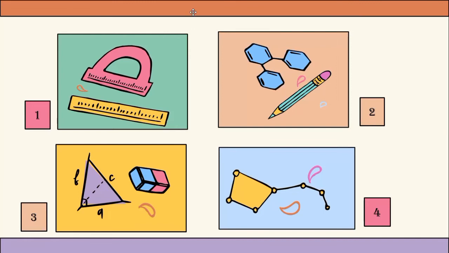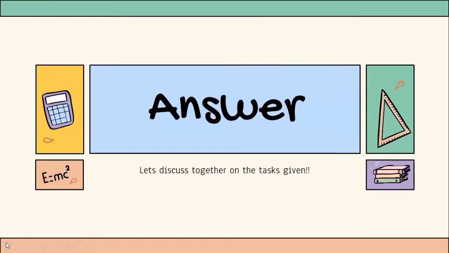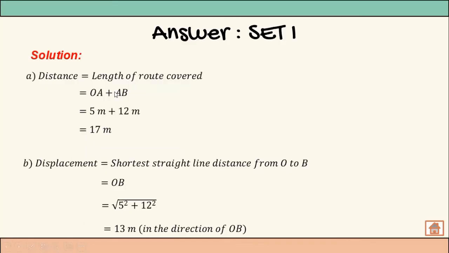Okay, are you done, class? Yes. Okay, so let's see the answer for question number 1. Do you get the same answer? What is the distance? 17 meter. Yes, the displacement is 13 meter, which is the direction of OB.